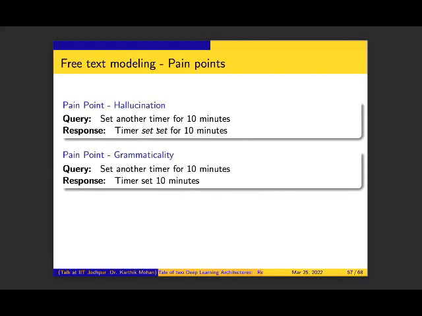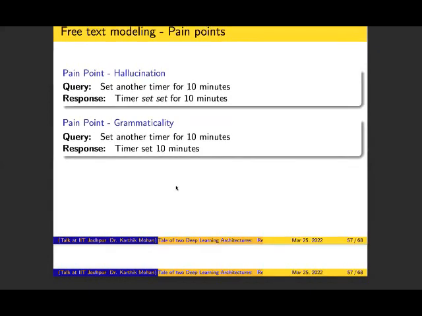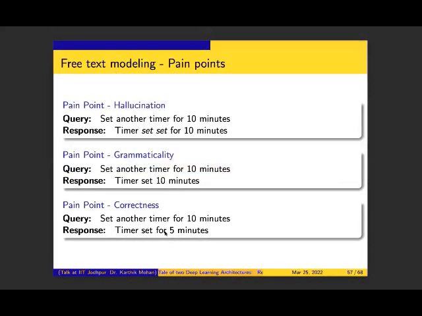The problem is that the deep learning model can mess things up. For example, hallucination. Instead of just saying timer set, it can say timer set for 10 minutes. Repeated words can happen with free text. Grammaticality can be an issue. So timer set 10 minutes, it's not grammatical. Correctness can be an issue. You say set a timer for 10 minutes, it'll say, okay, timer set for 5 minutes. These are some issues with free text modeling.